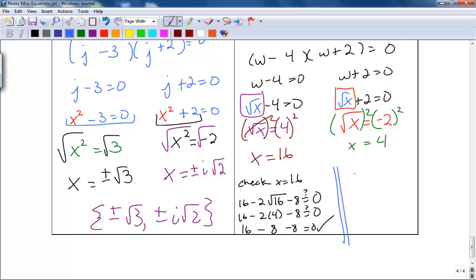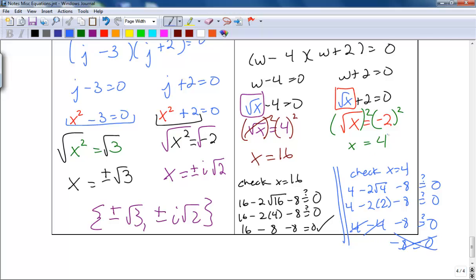Let's do x equal 4. Same thing here. I'm going to have 4 minus 2 square roots of 4 minus 8. And I'm still trying to figure out, does this equal 0? I don't know. Well, the square root of 4 is 2. So this is 4 minus 4 minus 8. Does that equal 0? No, 4 minus 4 cancels, and negative 8 sure as heck doesn't equal 0. So I have to discard the answer of 4 because it's an extraneous solution, and my only answer is 16.